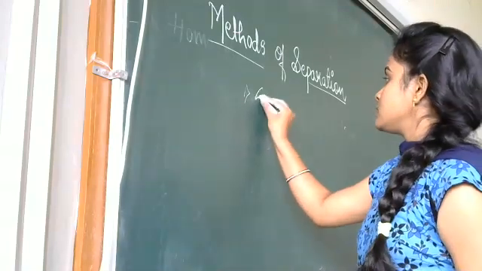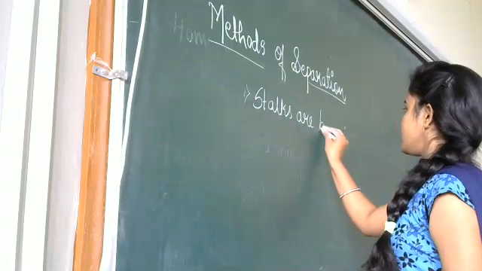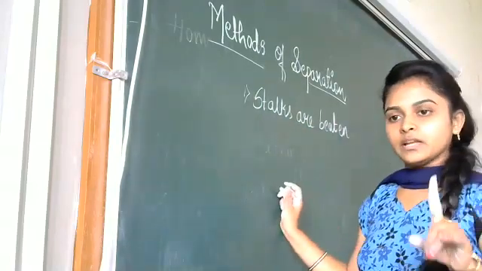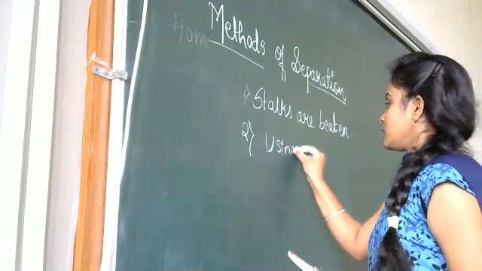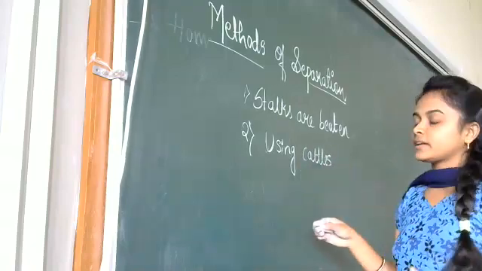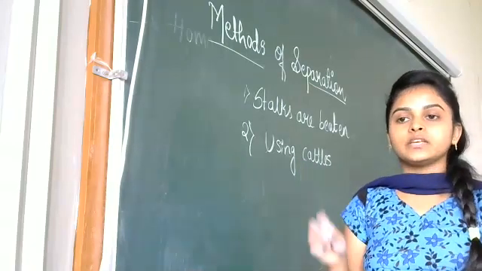First one is where stalks are beaten. This is the first method in threshing. Second one, using cattle. So with the help of cattle, we can also separate food grains from the stalk.